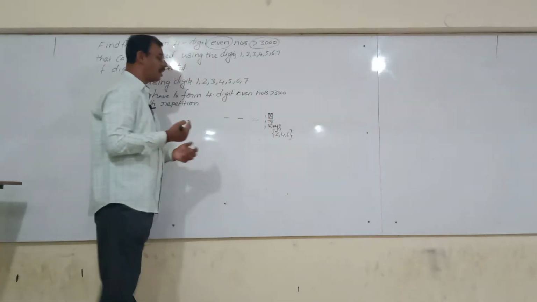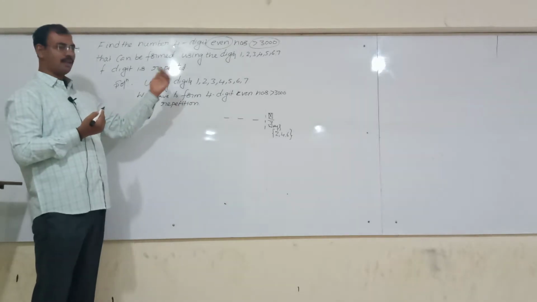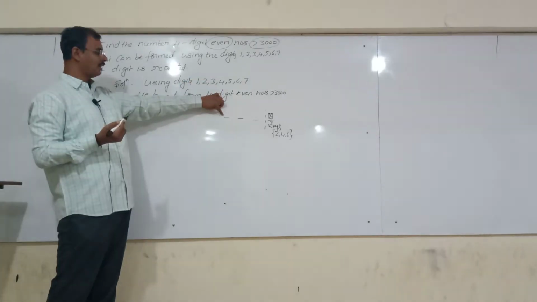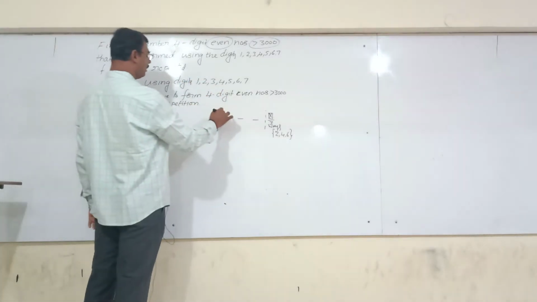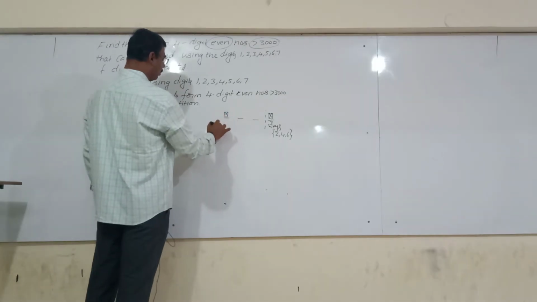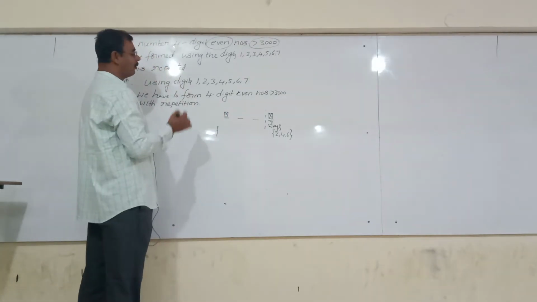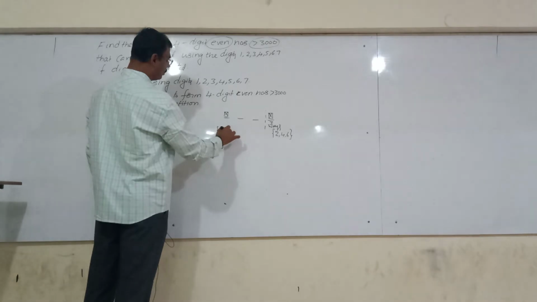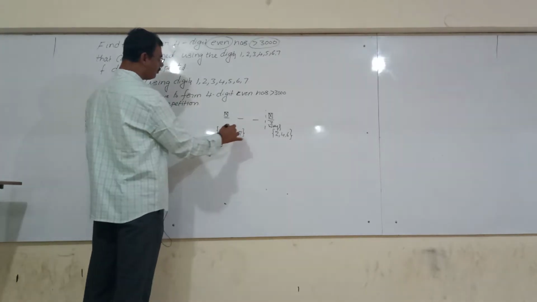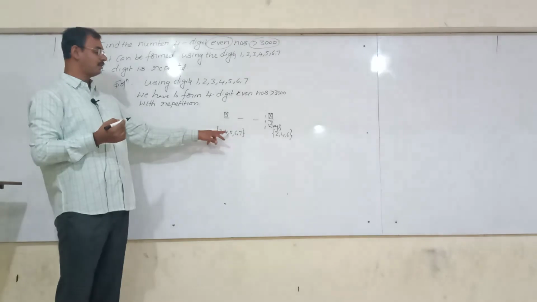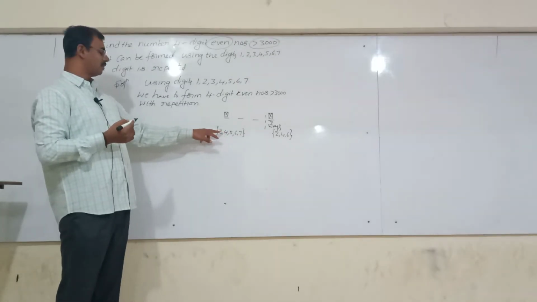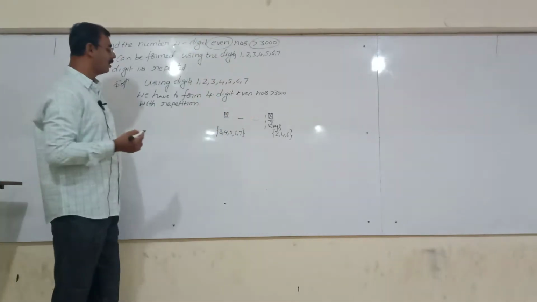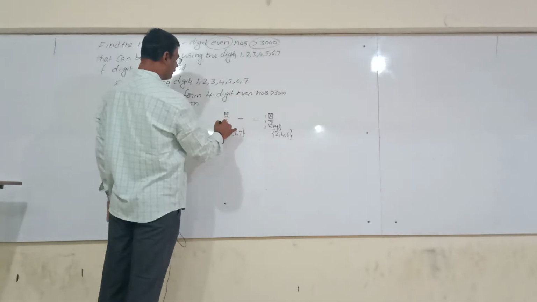Then we need numbers more than 3000, so it is mandatory to fill the leading position also. In this leading position, which digits are allowed? More than 3000 means 3, 4, 5, 6, 7. Actually, most people make the error here. We should take 3 also, because after 3 any number keeps it more than 3000. This can be done in 5 ways.